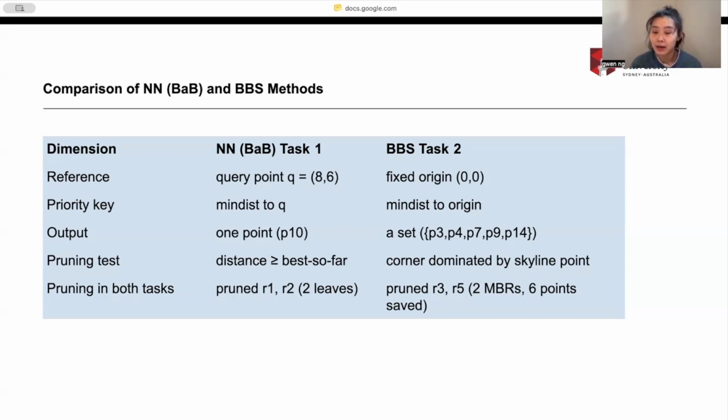So in conclusion, same underlying machinery, but two different jobs.